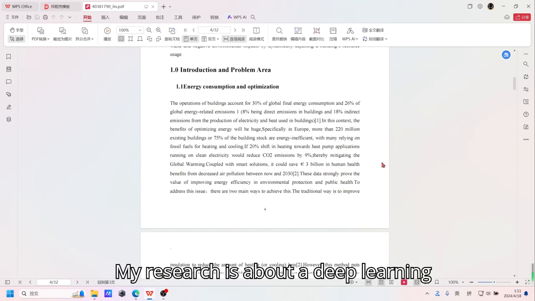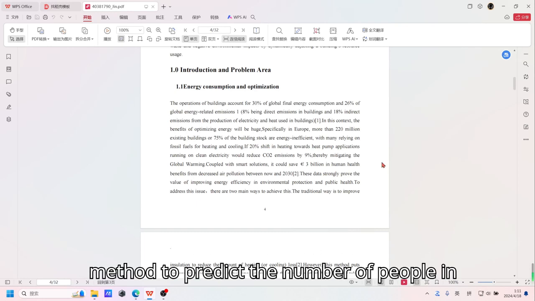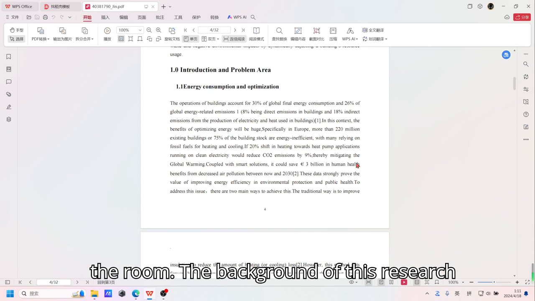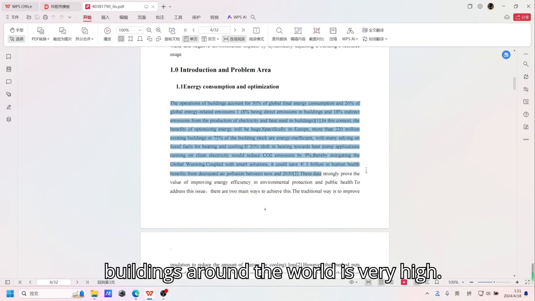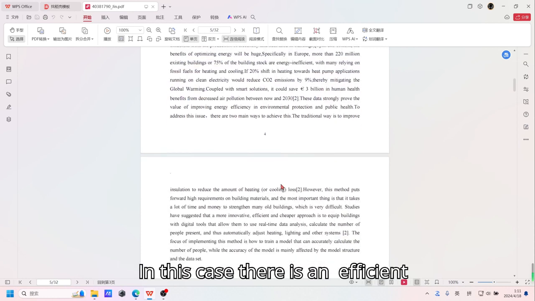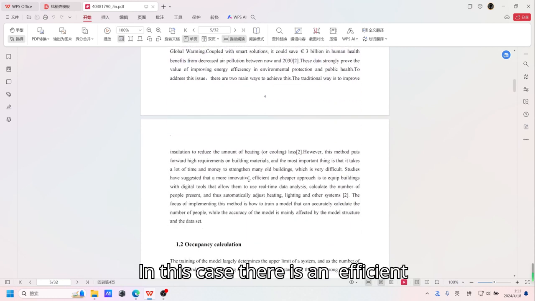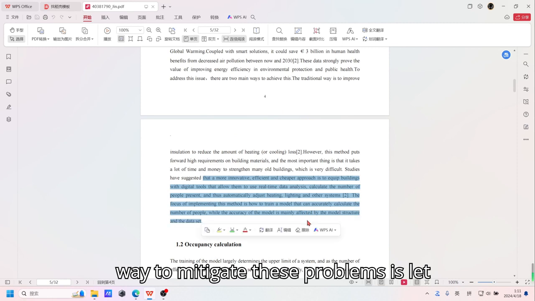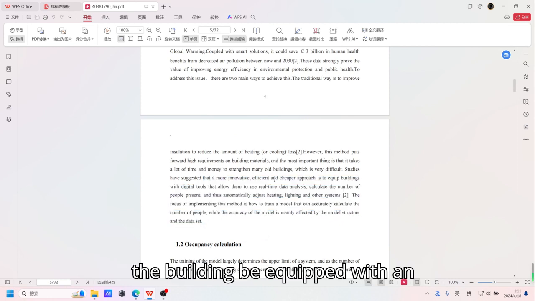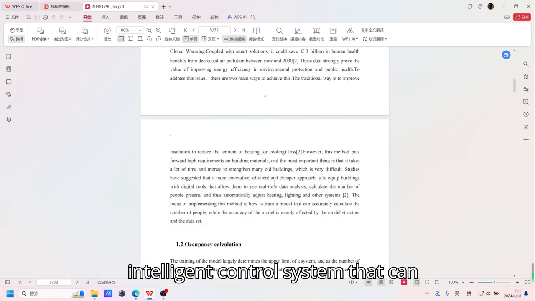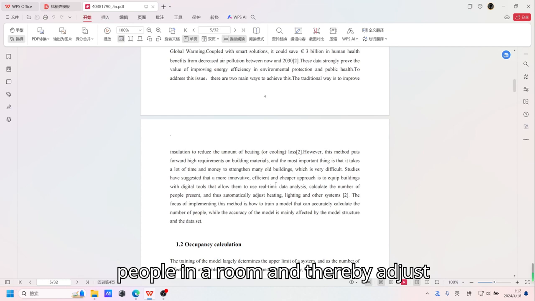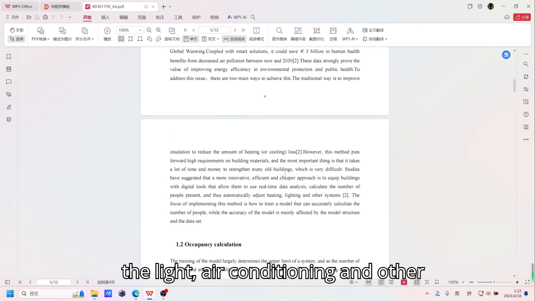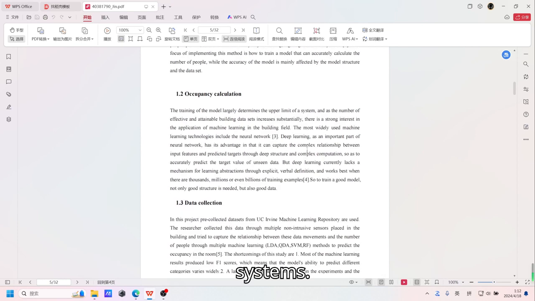My research is about a deep learning method to predict the number of people in a room. The background of this research is that the energy consumption of buildings around the world is very high. An effective way to mitigate this problem is to equip the building with an intelligent control system that can dynamically calculate the number of people in a room and thereby adjust the light, air conditioning, and other systems.